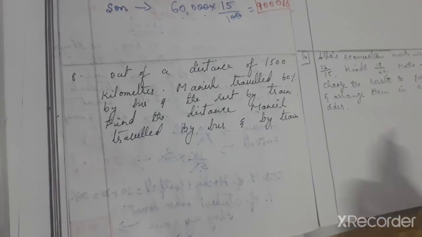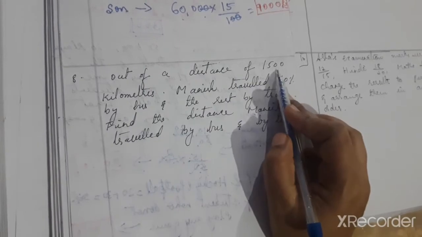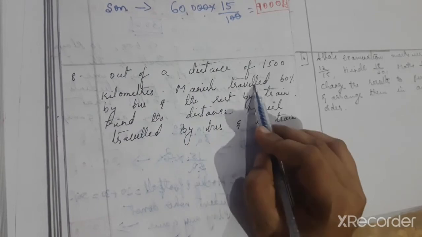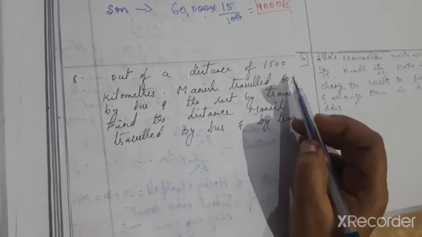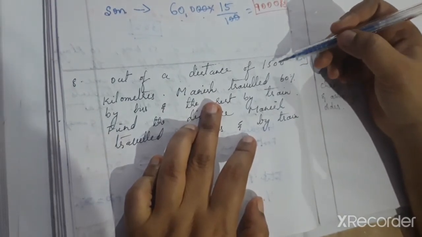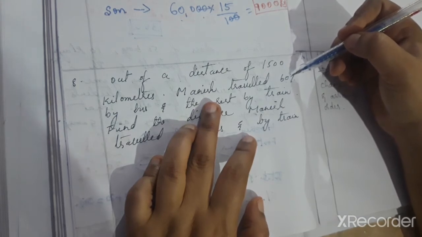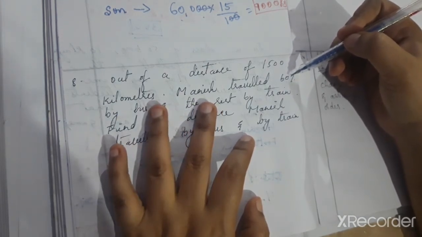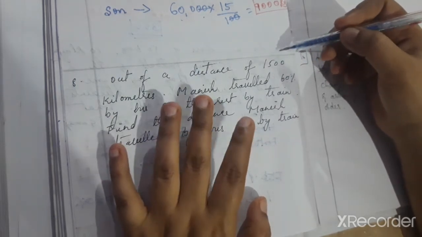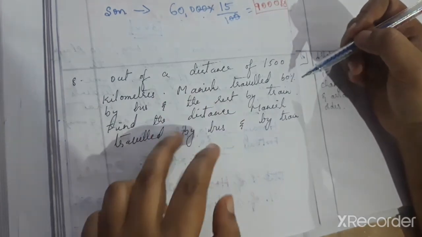Now here, out of a distance of 1500 kilometers. Out of a distance of 1500 means the total distance here is 1500. Money traveled 60%, so percentage is given. So out of the total 1,500 into 60 divided by 100. If we want to calculate the percentage travelled by bus, it means 60 divided by 100 into the total, the total amount or total things that is given. So here the distance travelled in kilometers is 1,500 into 60 divided by 100 by bus.